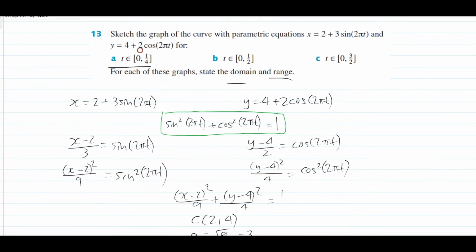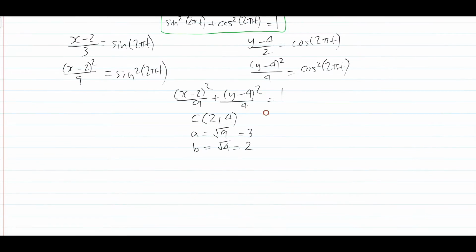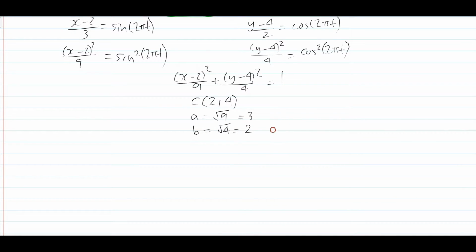Okay, here's the trick. You always have to look at the domain. Never forget, don't just randomly draw out a full ellipse. The domain is going to restrict things. And in this question, it is from 0 to 1 on 4. So I'll just write the domain down here: domain, t belongs to 0 to 1 on 4.